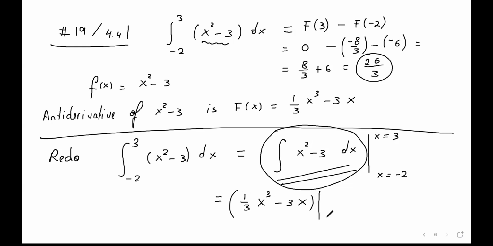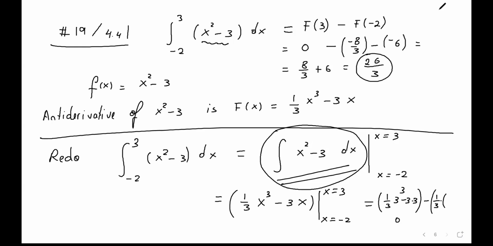And then we evaluate that from x equals -2 to x equals 3, which means that we're just going to substitute 3 and -2 in the formula. So we have 1/3 times 3 cubed minus 3 times 3. And we just figured earlier that that was 0, and minus, and then we have 1/3 times, let me increase the size here.